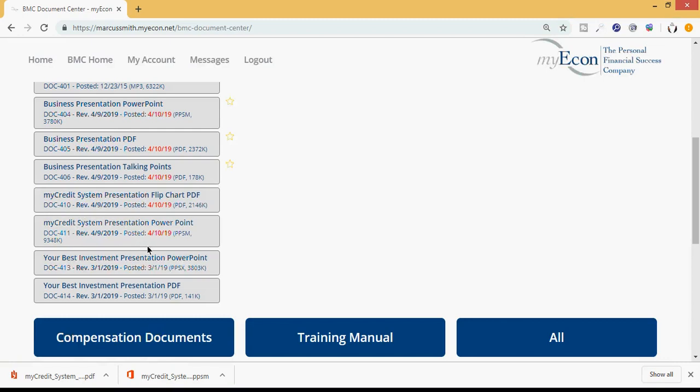Now, I do not see the talking points for the My Credit System. I may reach out to the corporate and just let them know, hey, the talking points are supposed to be in here because I know it could be beneficial. However, I do have talking points from when it was previously called the Smart Credit System, and that's what I'll be going over as well, just to show you the simplicity.